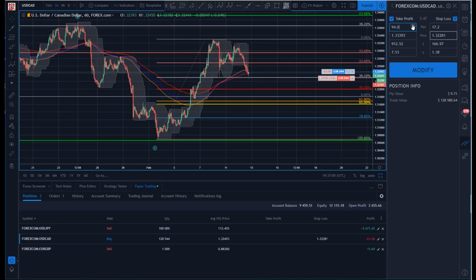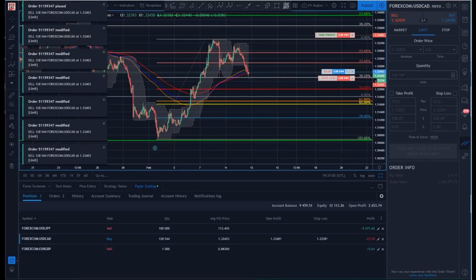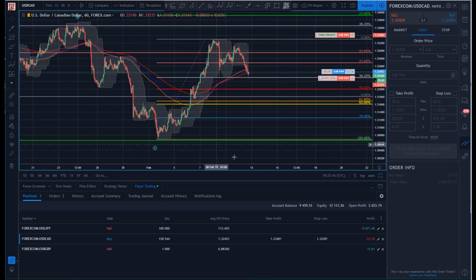All right, so I'm looking for 95 pips. I'm going to modify that. Now I'm looking for, there's my profit target. Okay, so I've got entry, stop, profit target right on the chart. Eventually these will go off, but you can click them.